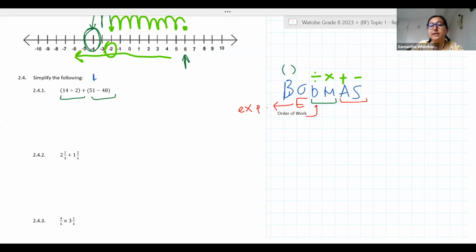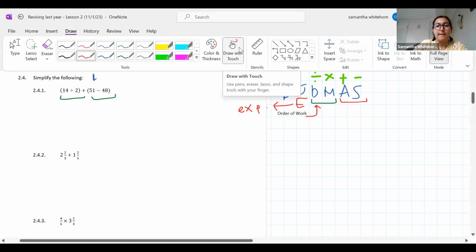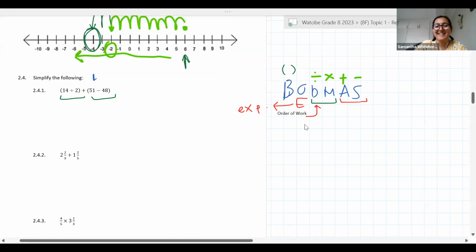Order of work is essentially bodmas. It's telling me the order in which I should do my working out. So if we go to this first, sorry, Masichawa's hand is up. I'm not sure if it's a question before we move on.